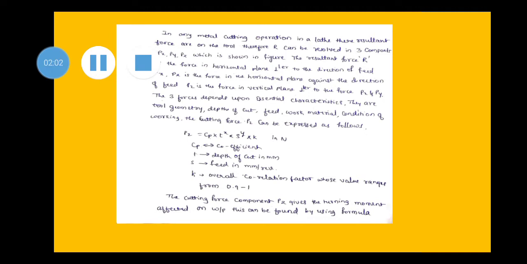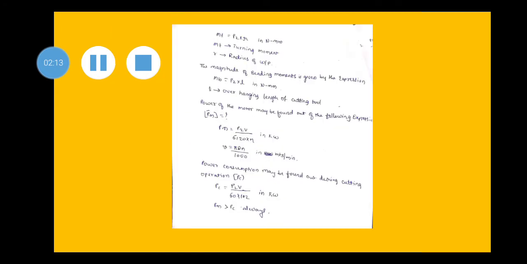The cutting force component Pz gives the turning moment affecting the workpiece. This can be found by using the formula: turning moment Mt is equal to Pz into R in Newton millimeter, where Mt is the turning moment and R is the radius of the workpiece. The magnitude of the bending moment is given by the expression Mb is equal to Pz into L in Newton millimeter, where L is the overhanging length of the cutting tool.